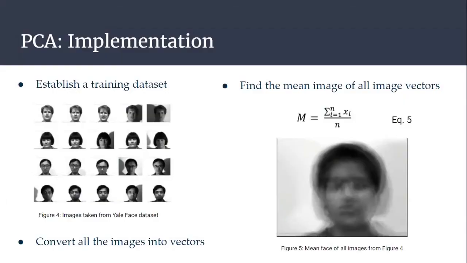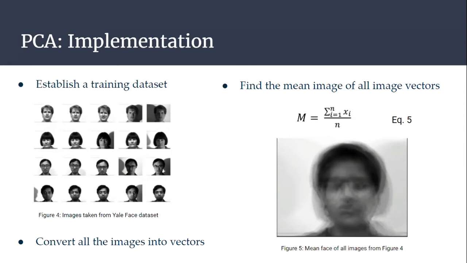So in terms of implementation, we establish a training data set. Then we would convert all of those training images into vectors. Figure 4 is not representative of all the images being used. Figure 4 is just like an example image. For this, we're going to use 135 images from the face dataset, and that will be discussed in the experimentation part. Once we convert all of those face images into vectors, we would find the mean image of all the image vectors, and that could be done from equation 5. Figure 5 shows the mean face of all the images from figure 4.